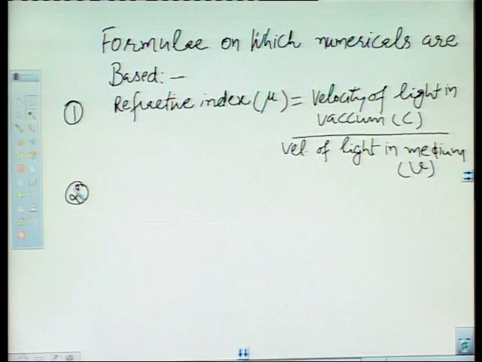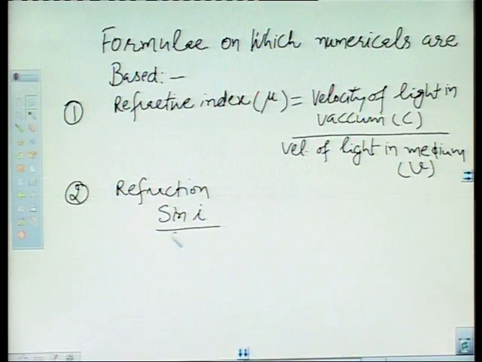Second formula is of refraction. In this formula, the ratio of sin i to sin r, where i is the incidence angle and r is the angle of refraction, is equal to the refractive index of the second medium with respect to the first medium. Second medium is the one in which the refracted ray travels, and first medium is the one in which the incident ray travels.